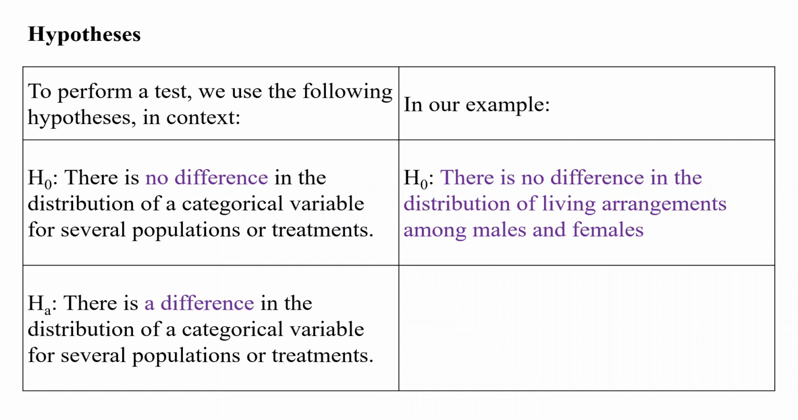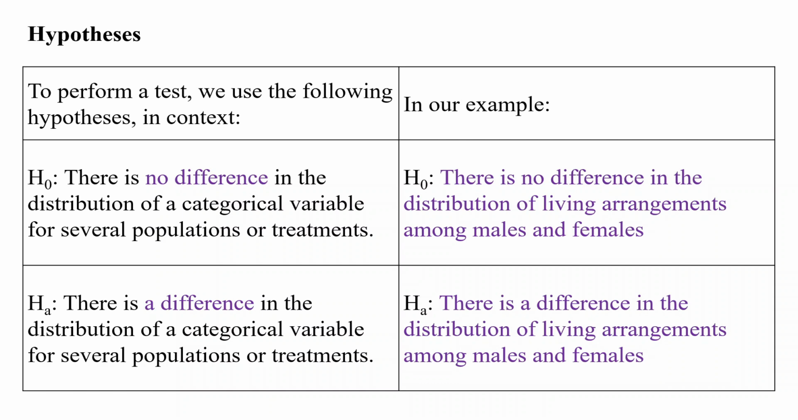And then the alternative is the opposite. Without context, we would just say that there is a difference in the distribution of that categorical variable. So in our context, we would say that there is a difference in the distribution of living arrangements among males and females. Okay? So remember what this is not saying. This is not saying that all of the proportions are different, okay? Just that we detect a difference.